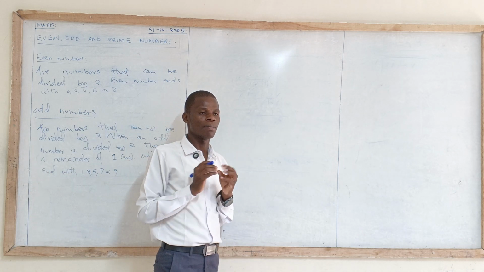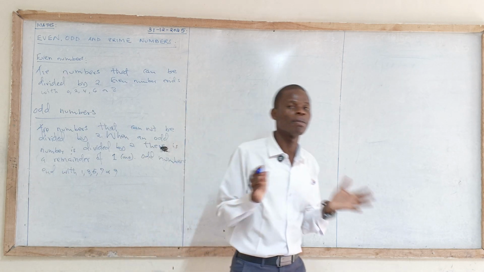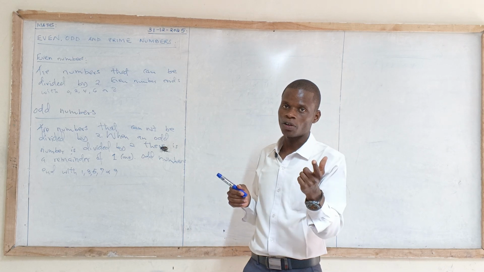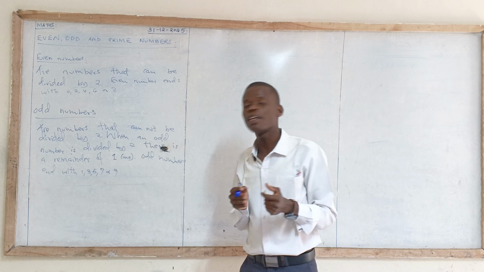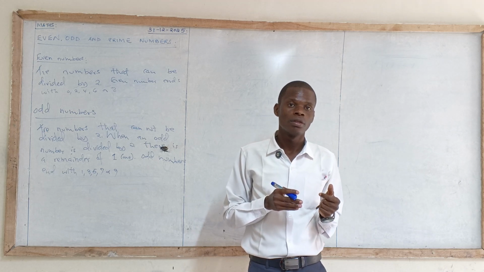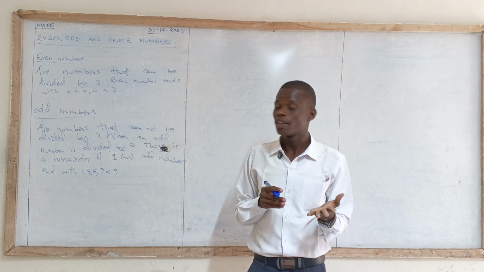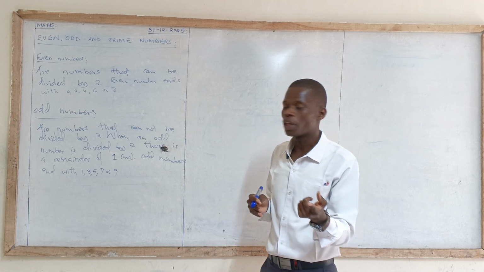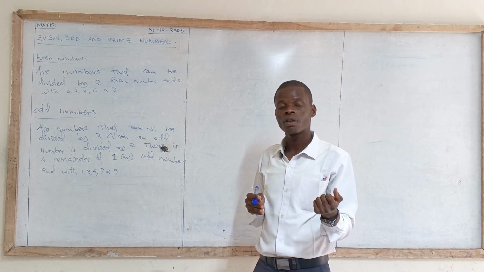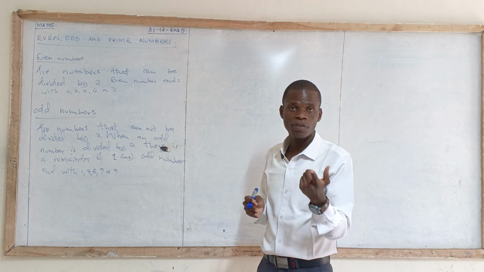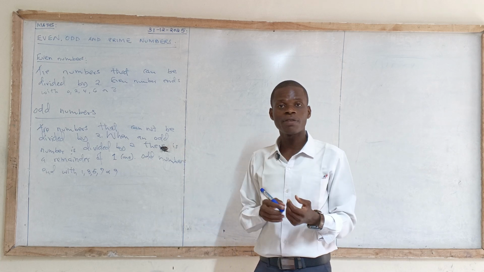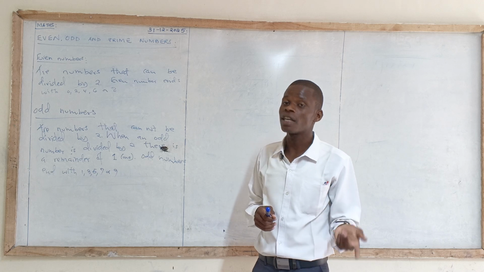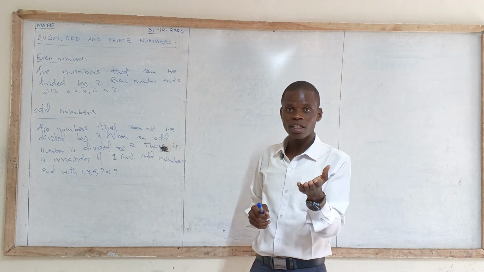So already we know odd numbers. We can list them. Any number that ends in 1, 131, is an odd number. Any number that ends in 3, 13, is an odd number. Any number that ends with 5, 185, is an odd number. That ends with 7, 3,387,000. So that is an odd number.